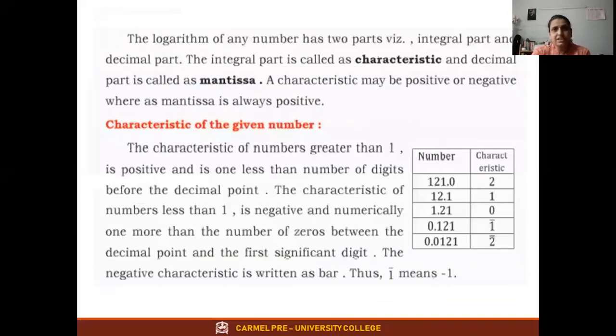The characteristic of numbers greater than 1 is positive, and it is always 1 less than the number of digits. That's what I was telling you. The characteristic of numbers less than 1 is negative, and numerically 1 more than the number of zeros.